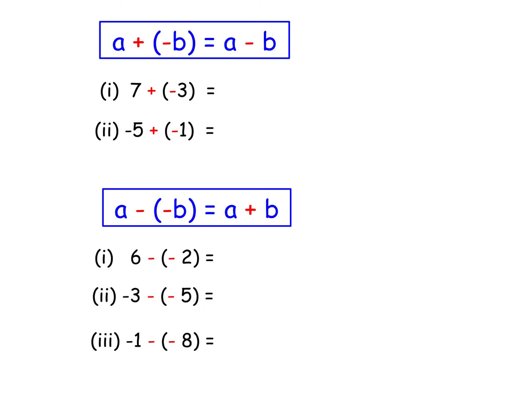Two particular results. One you just saw, the adding of a negative. Adding of a negative is the same as subtract. So 7 add negative 3 is just like 7 take away 3. Negative 5 add negative 1 is just like negative 5 subtract 1.